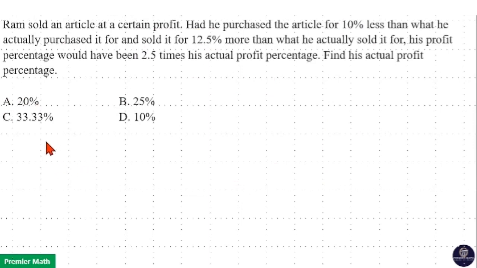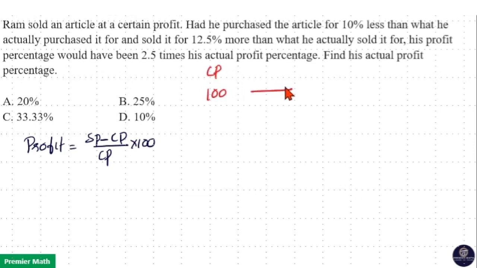If you want to do it using the formula method, the formula is profit equals selling price minus cost price, divided by cost price, into 100. Now if I consider the cost price as 100 rupees and the profit as P, then the selling price is equal to 100 plus P. Now the question says he purchased it for 10% less than what he actually purchased it for.